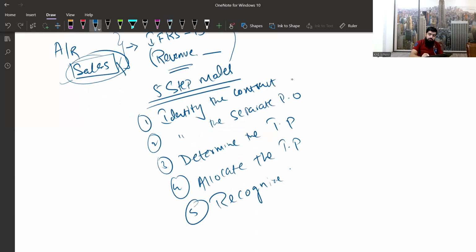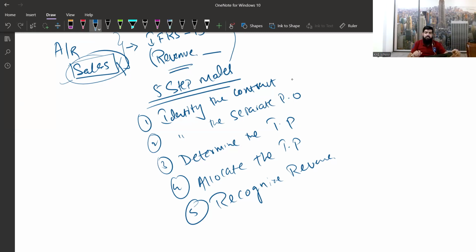And there are certain points on when the revenue should be recognized. If the performance obligation is satisfied at a point in time, it means you have delivered the goods. You have satisfied the obligation right now. You can recognize the revenue right away. But if you have not delivered the performance obligation, if you have not fulfilled the obligation, then definitely revenue should not be recognized right away. It will be recognized in a later period.